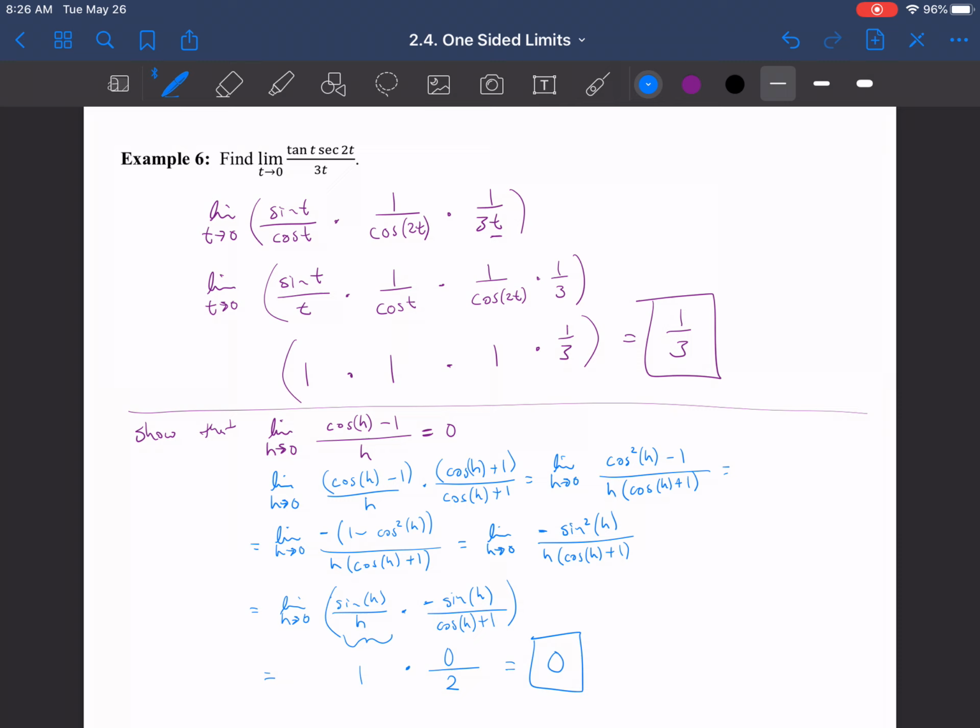Okay? So, like I said, the limit of the sine of theta over theta as theta goes to 0 is very important. Make sure you remember it. Make sure you can use it. And that's pretty much it for this one. All right, thank you.